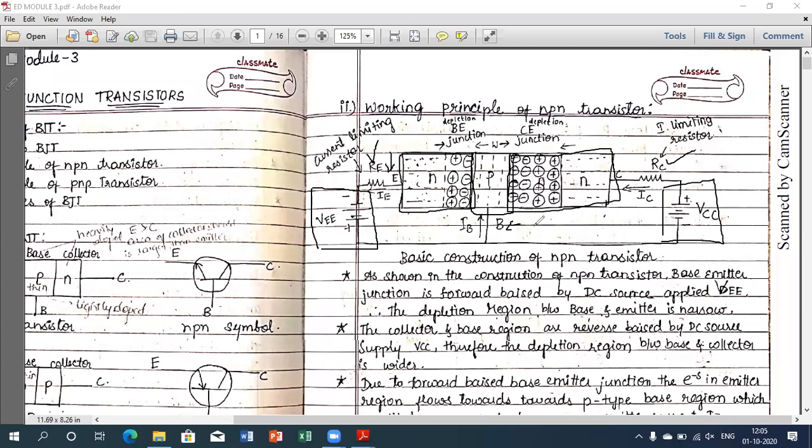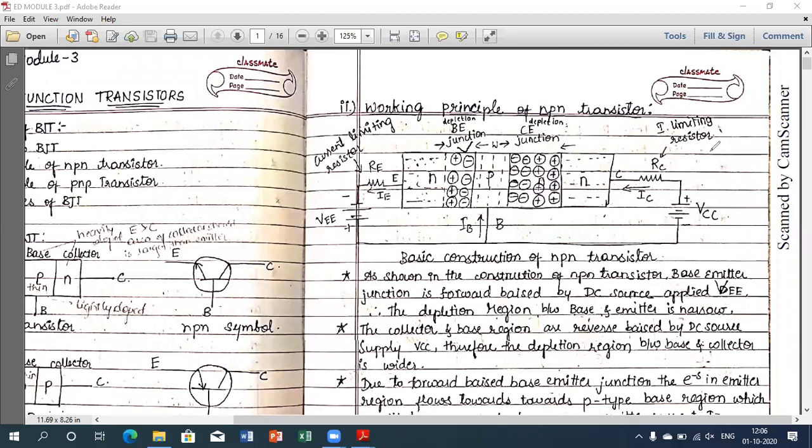So from this I can say that it has two junctions. One, the emitter to base junction, which is forward biased with the applied DC voltage VEE, and another, the collector to base junction, which is reverse biased by the supply voltage VCC. I hope it is clear for everyone. Now, under such a condition, what happens to the junction from P to N type across emitter to base, and again from P to N type across base to collector?